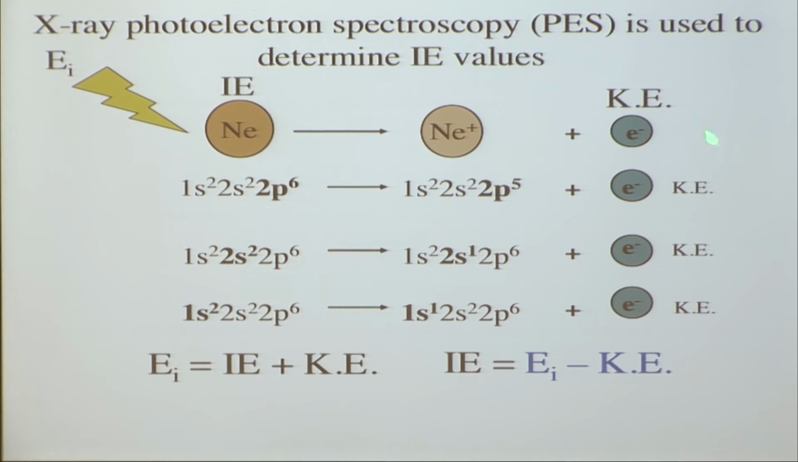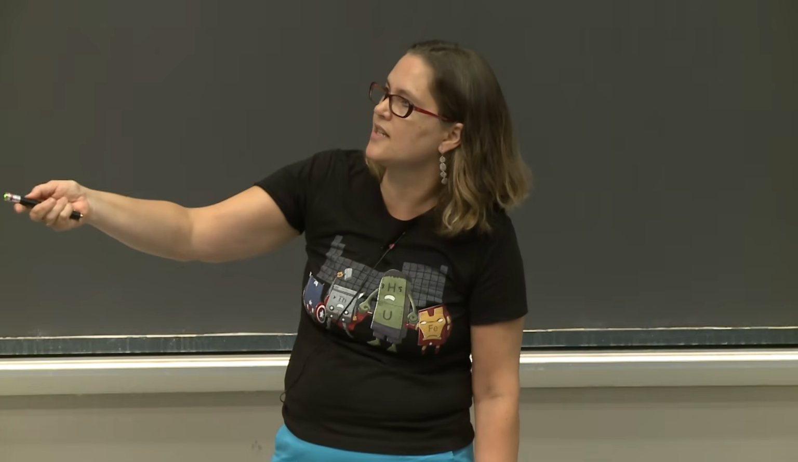So if we measure velocity, calculate kinetic energy, then we can find the ionization energy if we knew the energy that we use to excite the neon. So the incident energy equals the ionization energy plus kinetic energy, or rewritten, ionization energy equals the incident energy, or initial energy, minus the kinetic energy. So we can use this to calculate ionization energies.